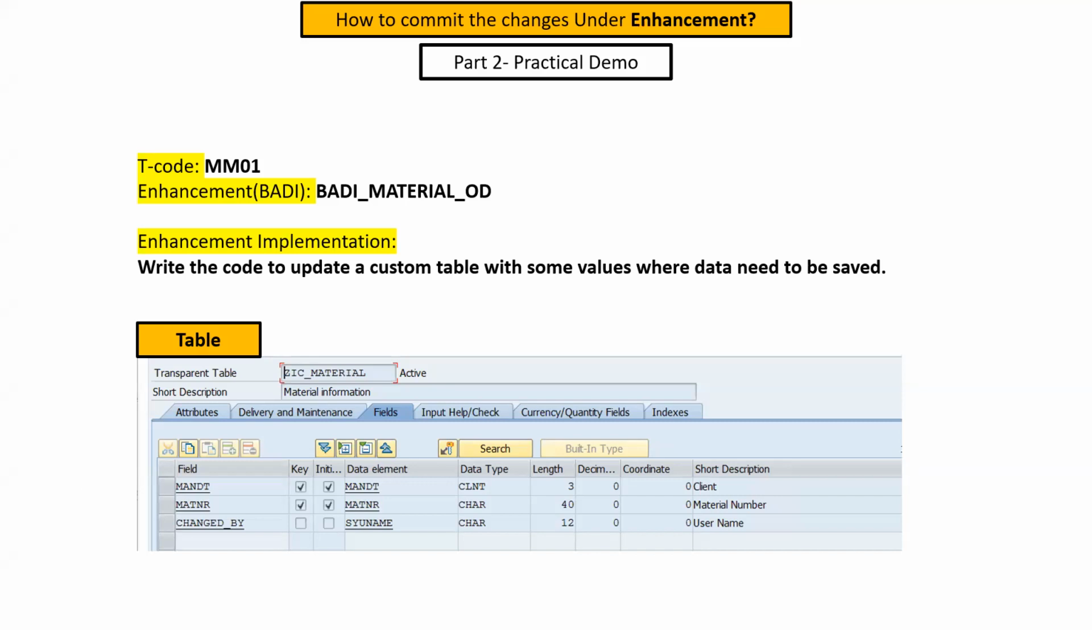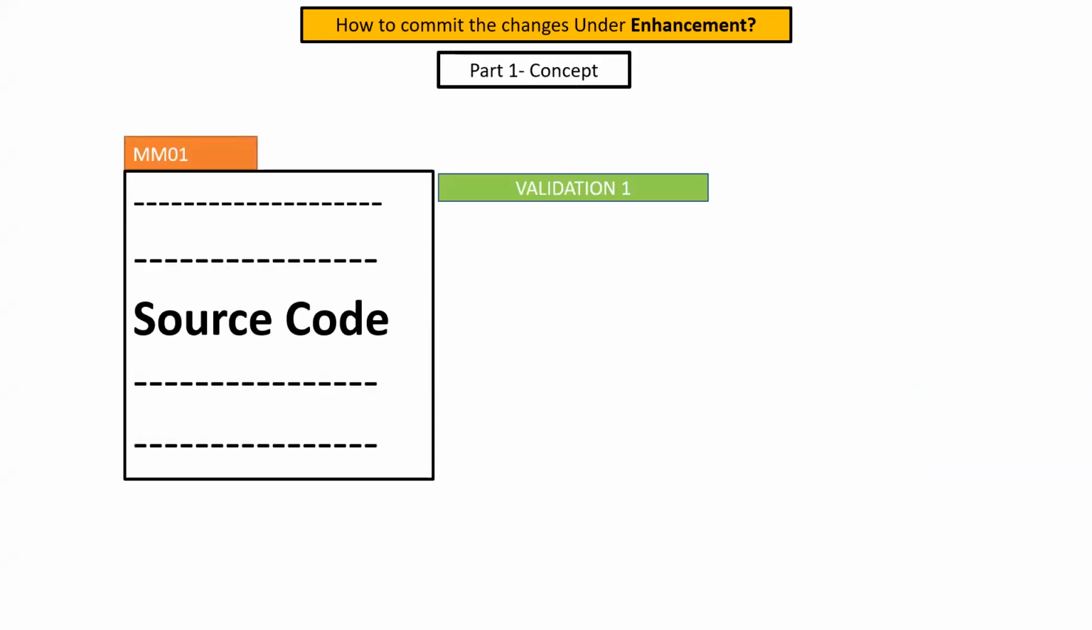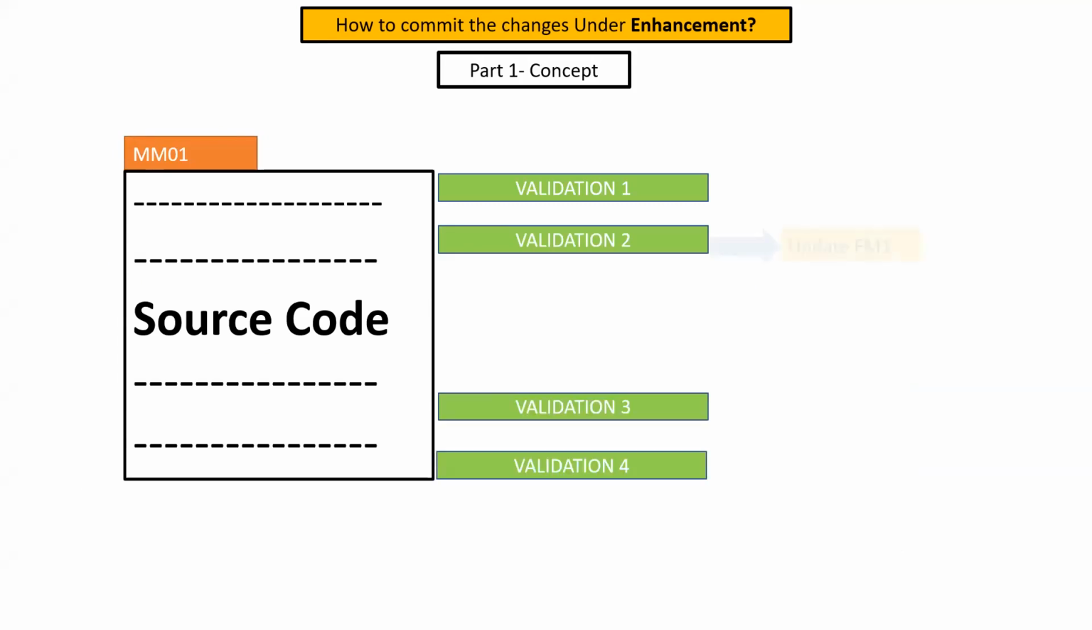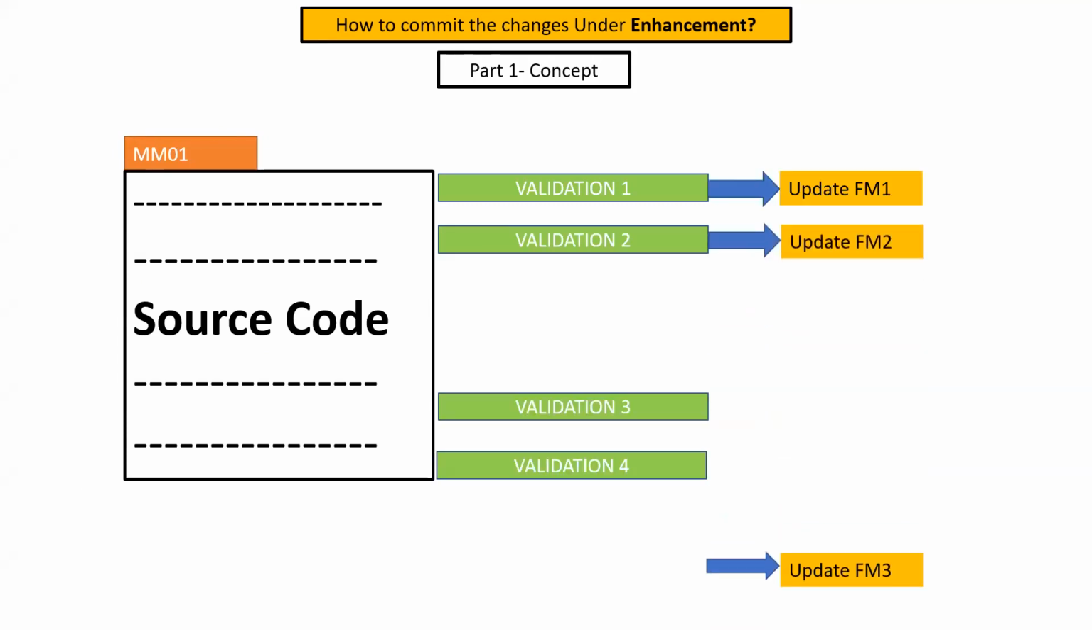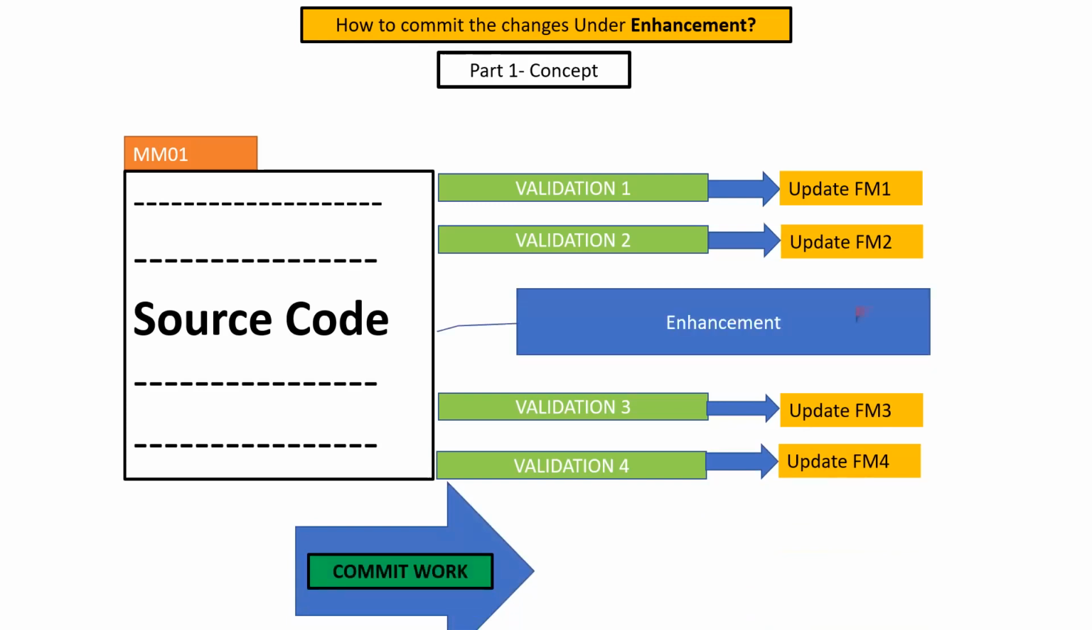Under part 1, we have seen that, let me show you the part 1. This was the part 1. In this part 1, we have discussed the theoretical part. We understood why we are not supposed to write the commit work inside any enhancement. It should not be written because if you write the commit work over here, it will just update the update fm1 and update fm2 related tables, whatever the code we have written over there.